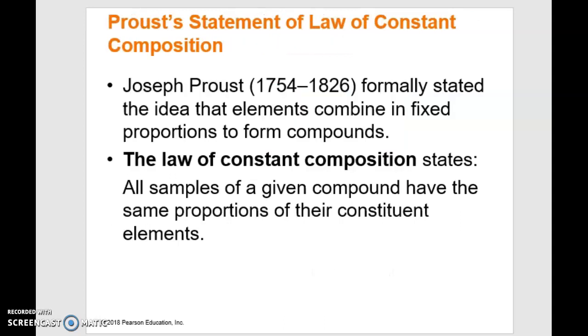All right, the law of constant composition. This says that all samples of a given compound have the same proportions of their constituent elements. So basically what this is saying is that all NaCl will be 1 sodium and 1 chlorine atom. Water, you'll have 2 hydrogens and an oxygen. They'll always be in the same ratio.